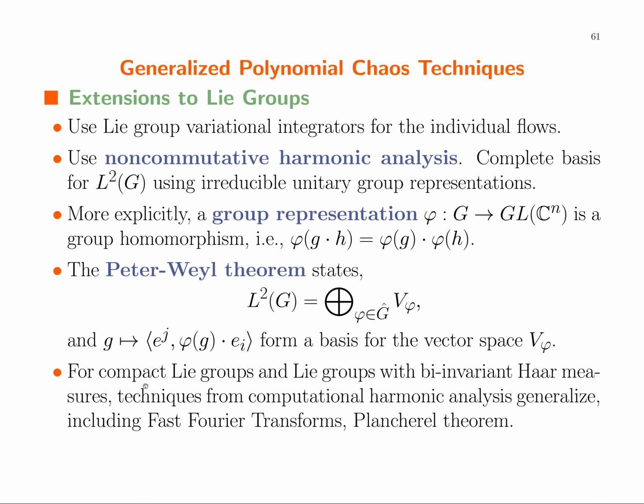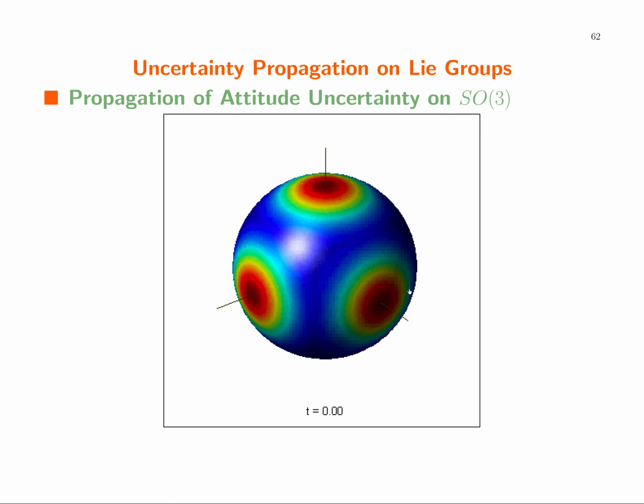And what happens then is that if you have a compact Lie group, or a Lie group with a bi-invariant Haar measure, then all the standard techniques from computational harmonic analysis generalize. So in particular, you get a fast Fourier transform, you have a Plancherel theorem. And so you can develop very fast techniques on these spaces. In particular, when you do this on the rotation group, you recover, of course, the spherical harmonics, and there are fast spherical harmonic transforms you can use. So you can then use these methods to represent probability distributions on the rotation group.